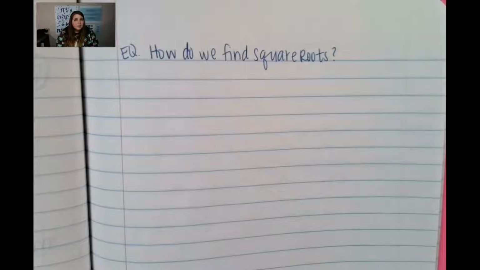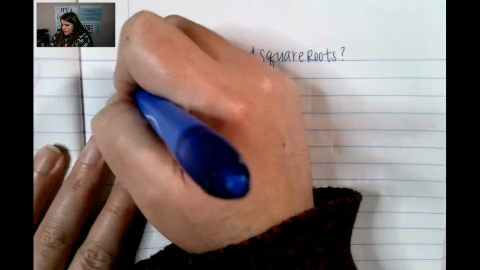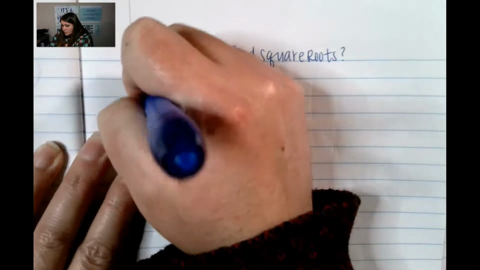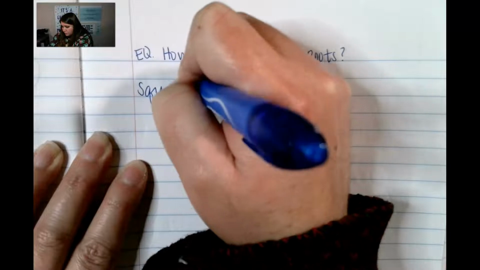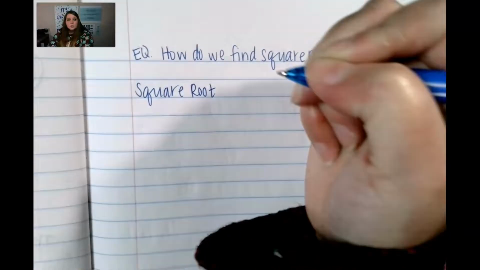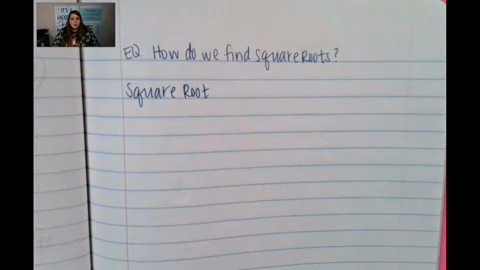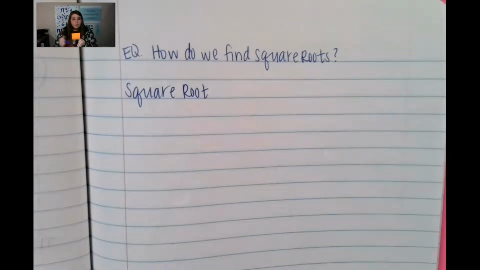But what we want to know is square roots. And what does that actually have to do with squared numbers? Well, we know from our definition that a square root is a number times a number to get a squared number. So a square root is when you are able to figure out which number created that perfect square.